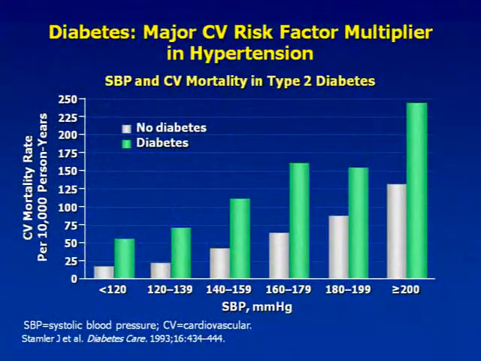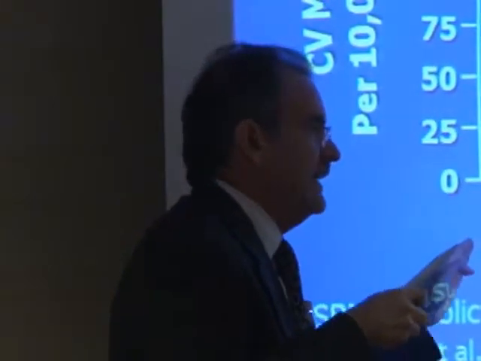If you're diabetic and you have high blood pressure, that's 2 risk factors for heart disease. You can see over here that the risk goes way up if you're diabetic. So if you happen to have diabetes and you have high blood pressure, you want to bring it down. The American Diabetes Association says bring it down.